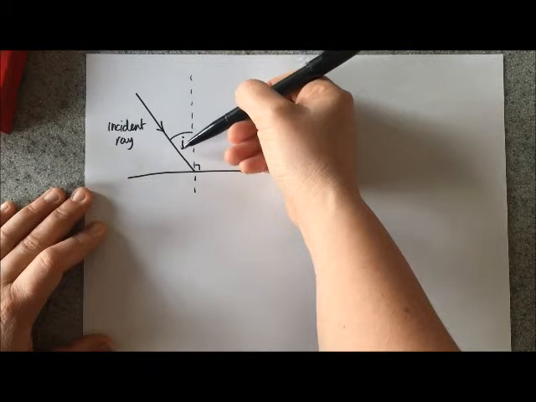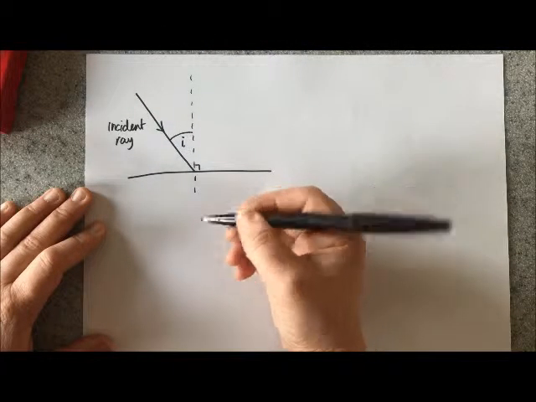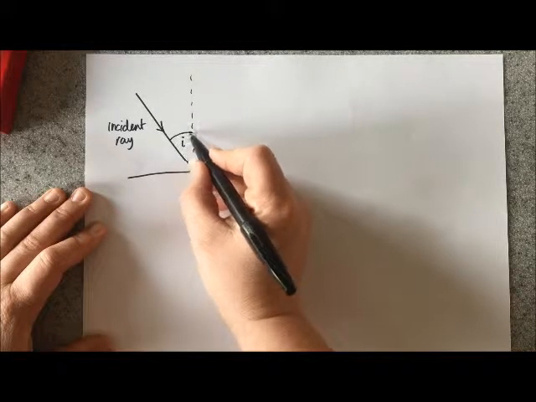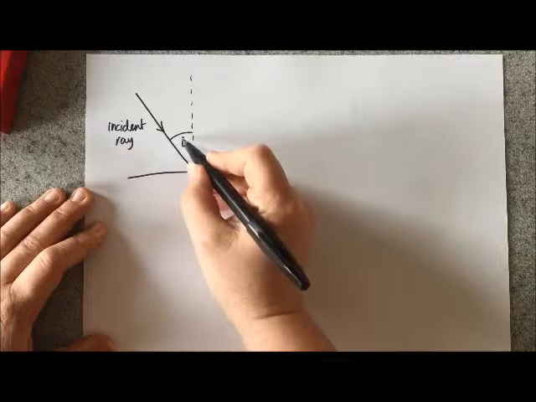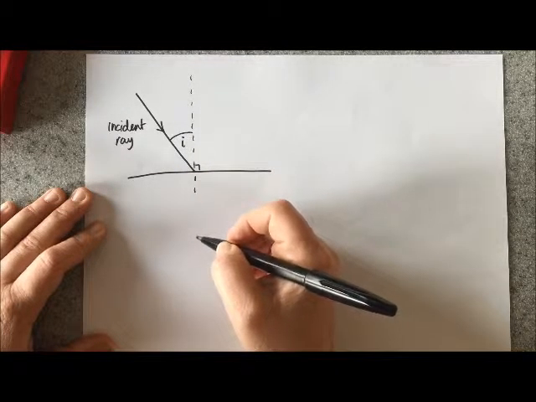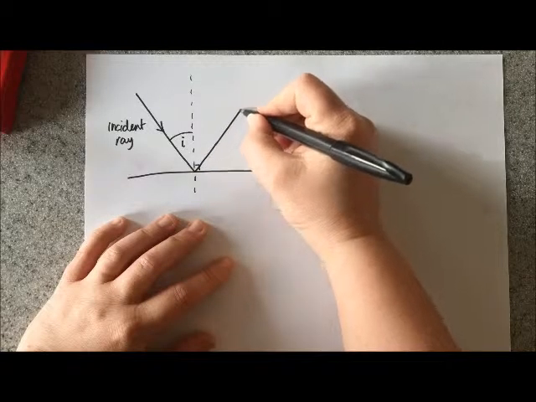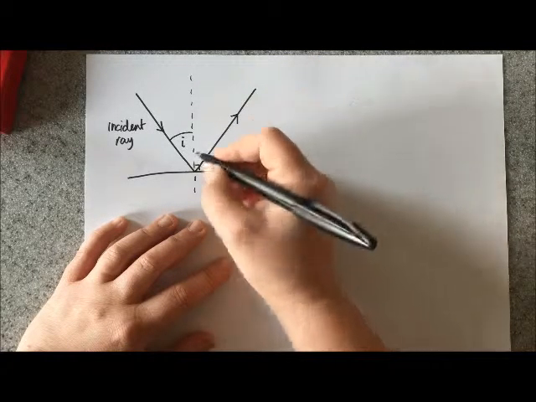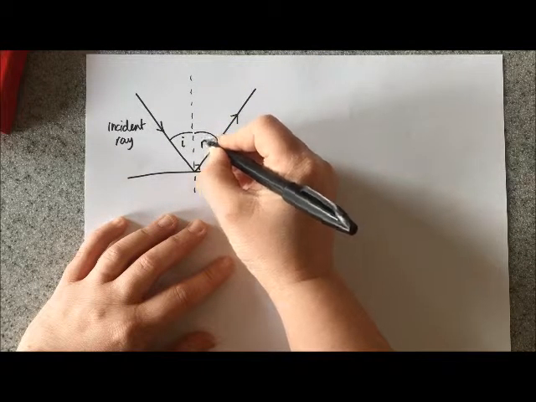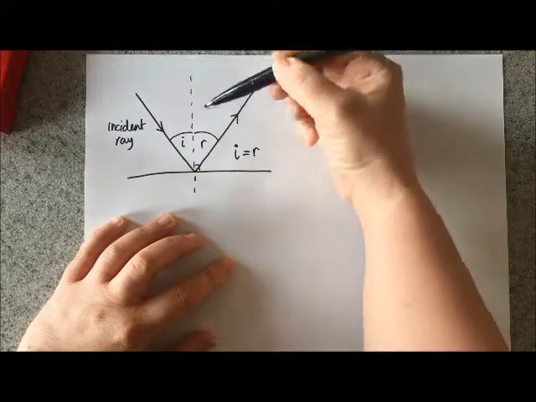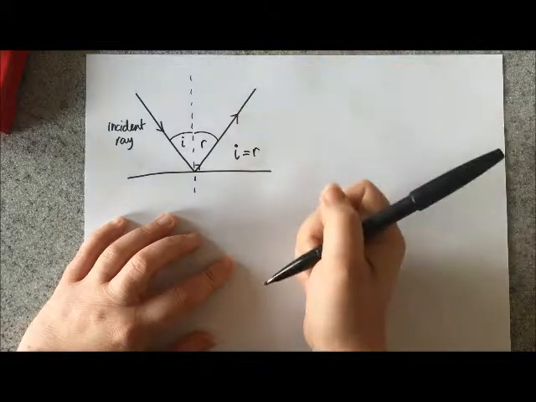This is your incident ray coming in towards this shiny surface, and this angle here, it's always the angle between the ray and the normal that we measure. That is known as the angle of incidence and is given an I. Now, if I can draw this properly, what will happen is, from the law of reflection, those rays will always reflect at an angle R, where I is always equal to R. So the angle between the ray and the normal, both should be the same.